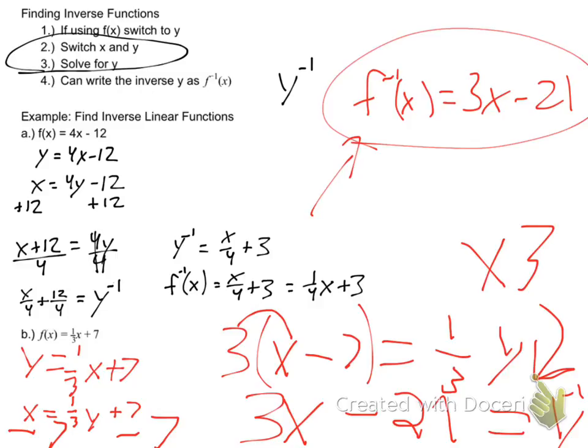Switch x and y and solve for y. Solve for y could mean adding, subtracting, multiplying, dividing. It has its own set of steps, and that goes back to solving one-step, two-step equations from all the way back into like quarter 1.